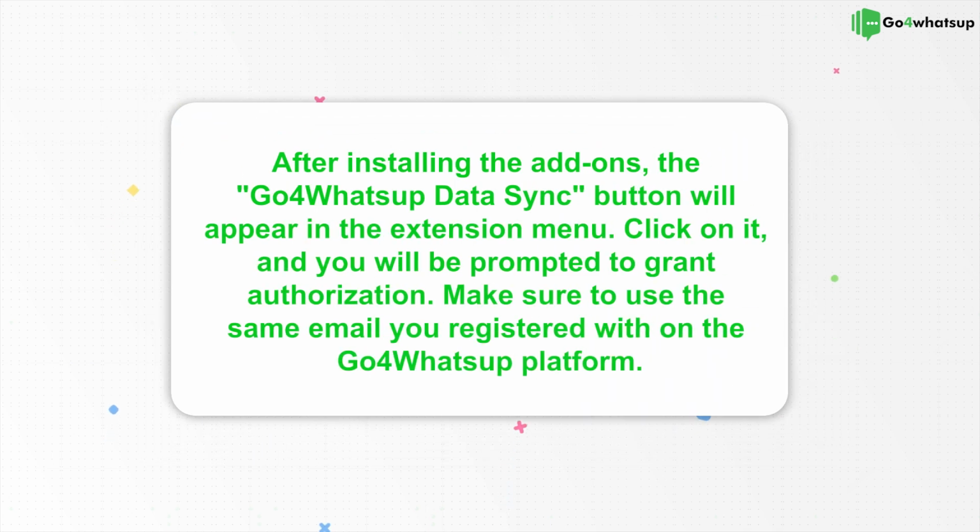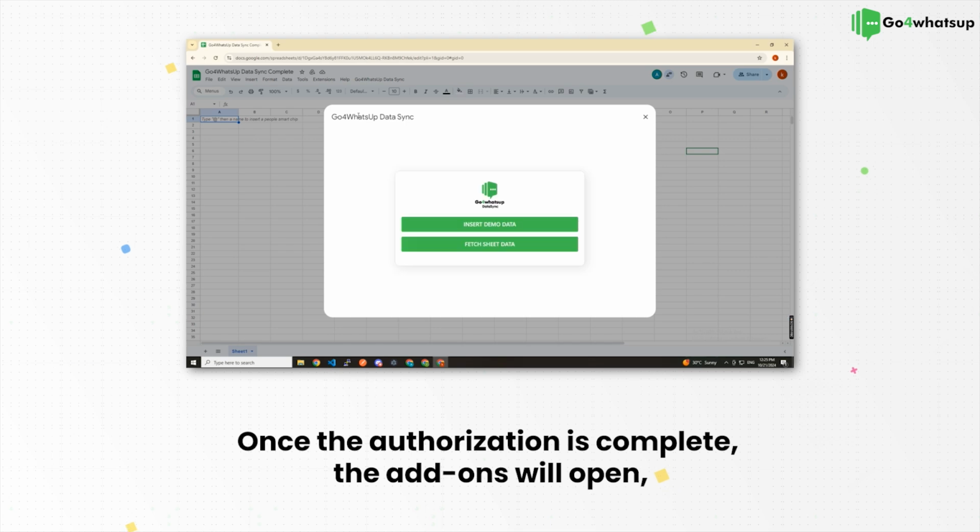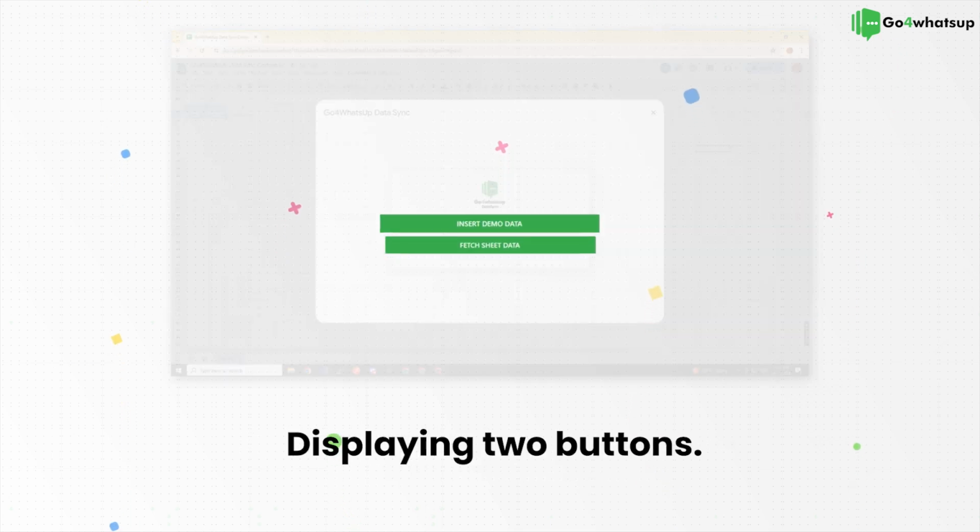After installing the add-ons, the Go4whatsup data sync button will appear in the extension menu. Click on it and you will be prompted to grant authorization. Make sure to use the same email you registered with on the Go4whatsup platform. Once the authorization is complete, the add-ons will open, displaying two buttons.